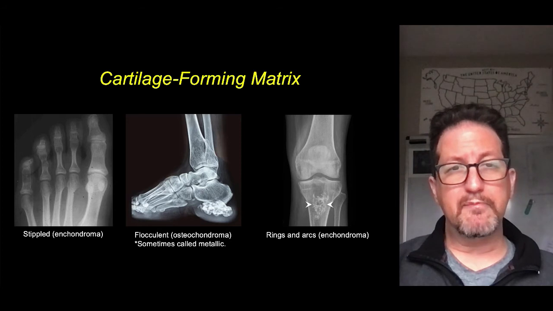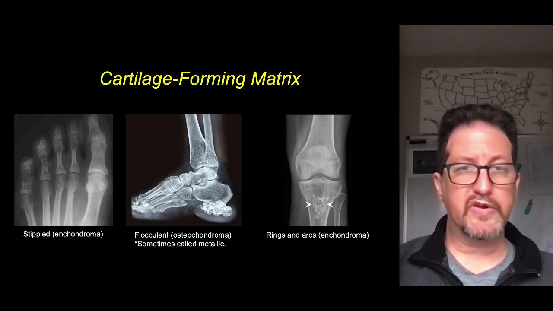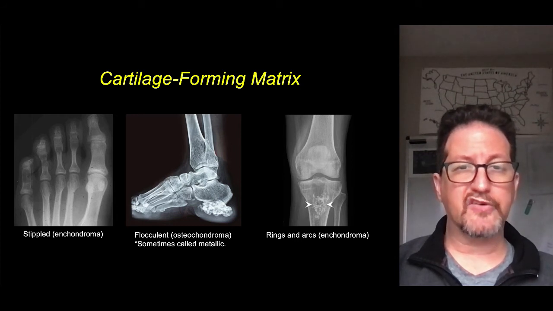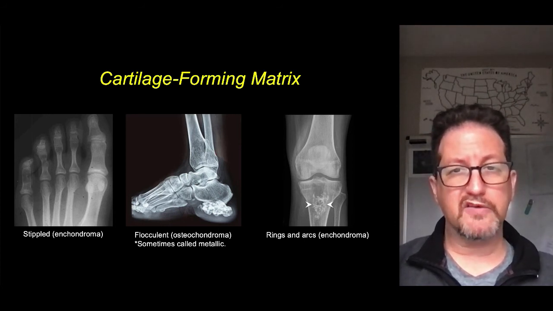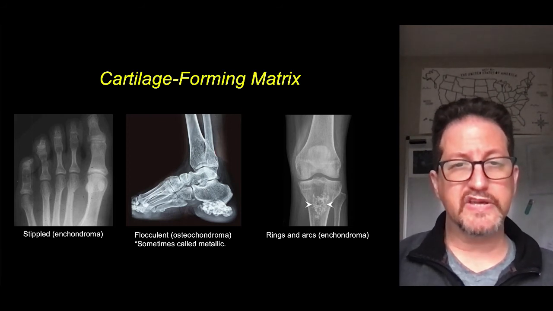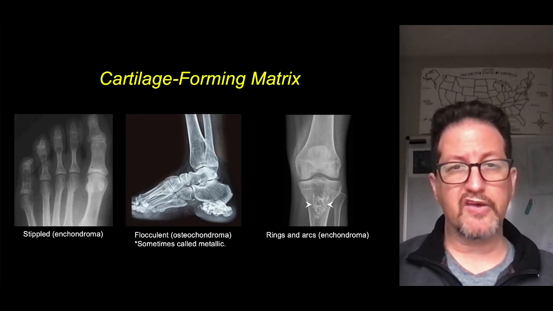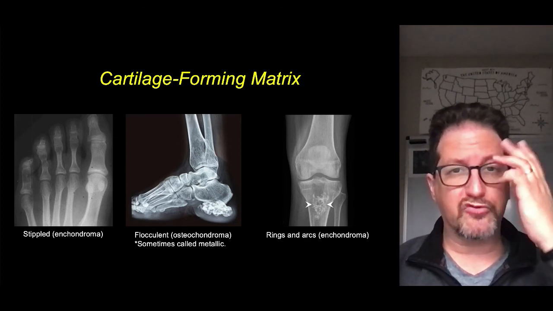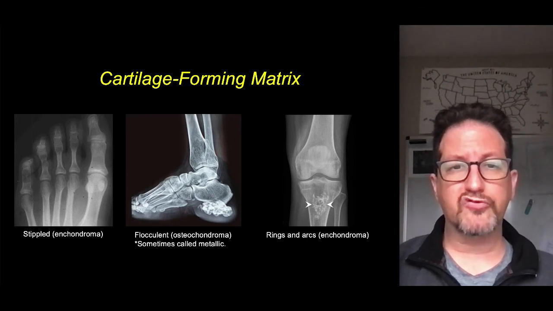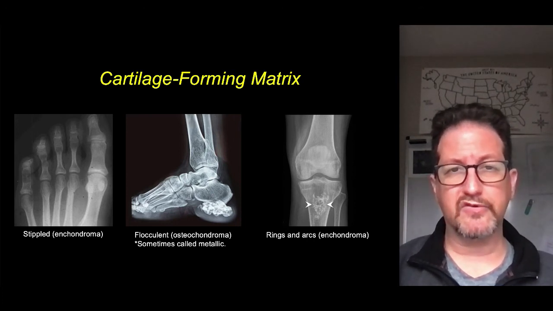If you look at the middle one, this one is kind of a crazy example, but you can obviously see the tumor on the plantar aspect of the calcaneus. And this is considered a flocculent matrix, it's much thicker, larger, more put together lesion. And in this particular case, where the tumor matrix is coming off of the bottom of a bone or almost outside of it, this may also be called metallic in some cases.